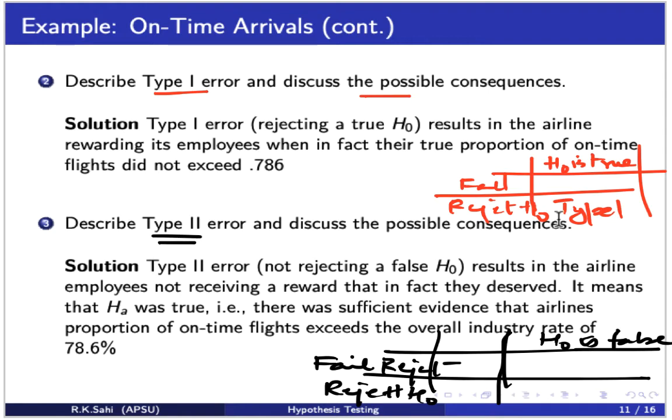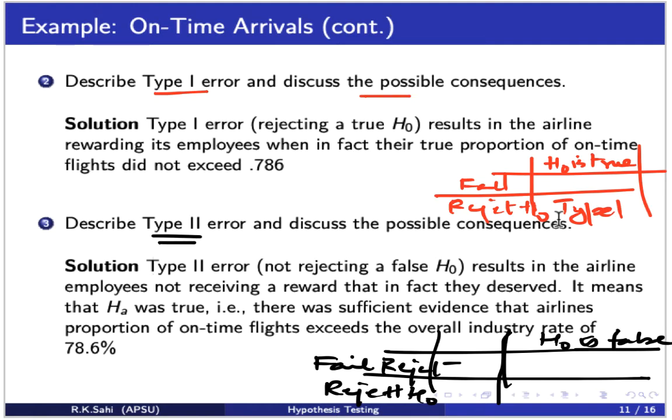So what is happening is the H0 is false. What H0 false means what? The airline actually was having their flights exceeding the rate of 78.6%. It was actually happening. But what happened? The company said, no, you guys are not doing it. And as a result, they did not reward the hard work of their employees.